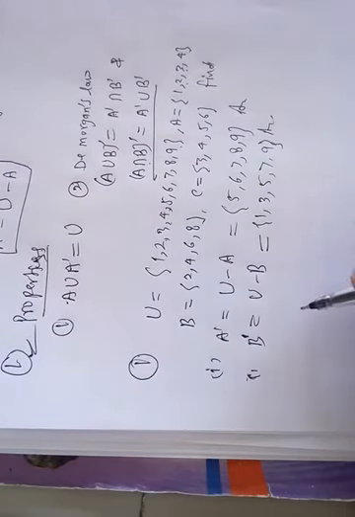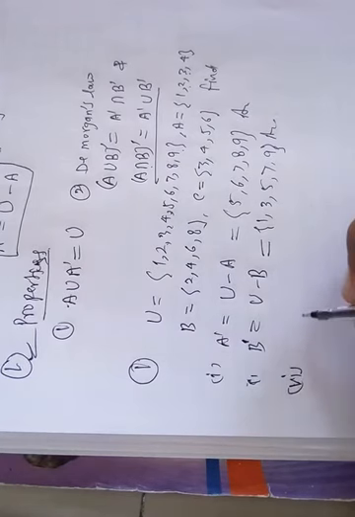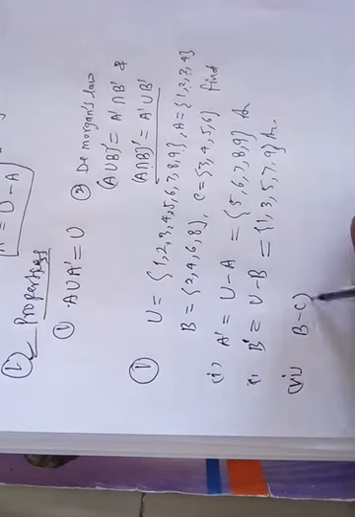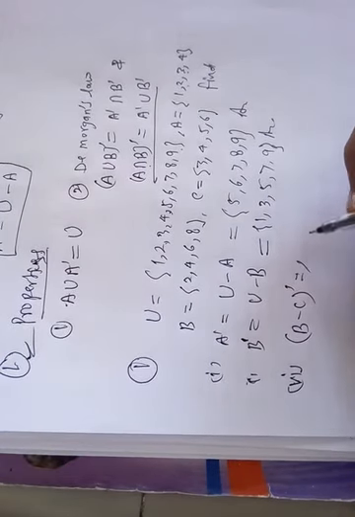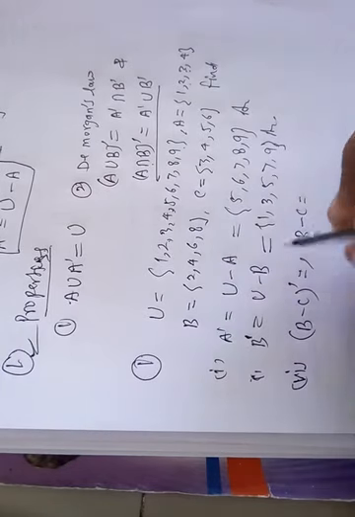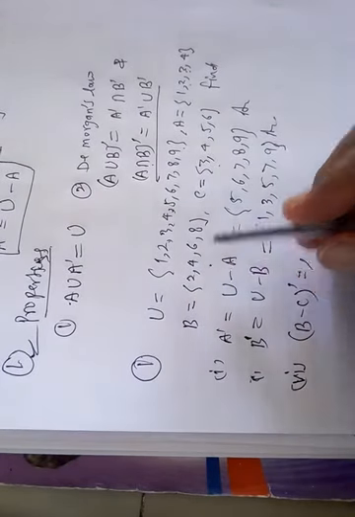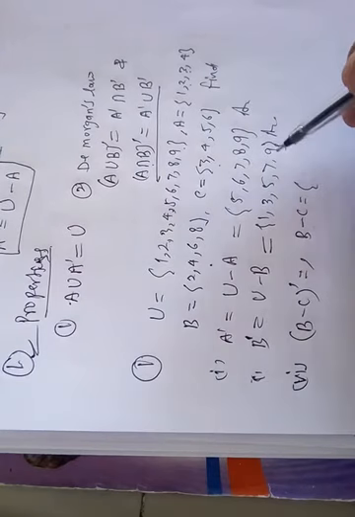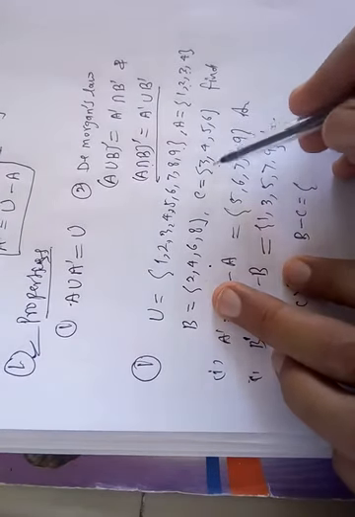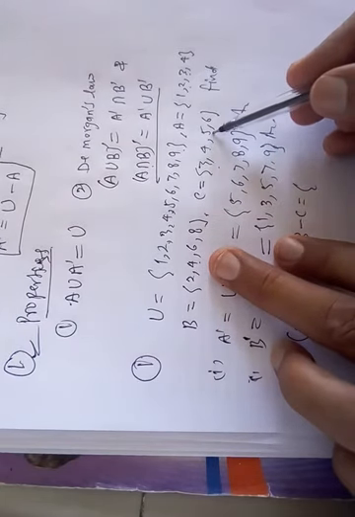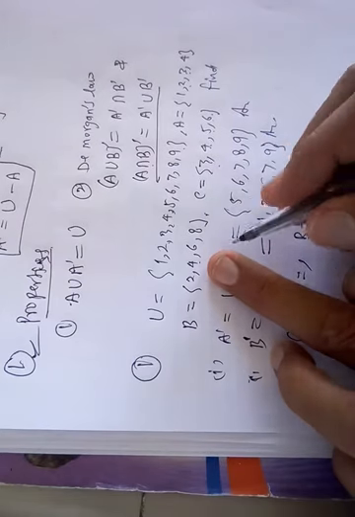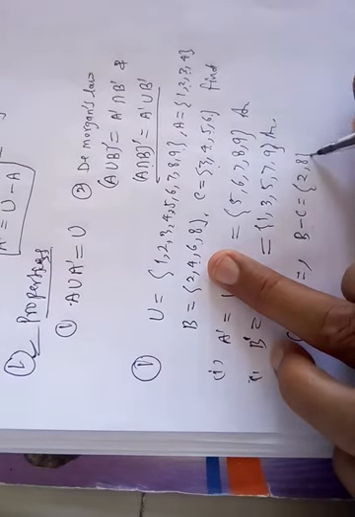Next, the part with the complement of B minus C, using the property from exercise 1.4. So firstly find B minus C: remove from B the elements common with C. B is 2, 4, 6, 8 and C is 3, 4, 5, 6. 4 and 6 are removed, so 2 and 8 remain in B minus C.